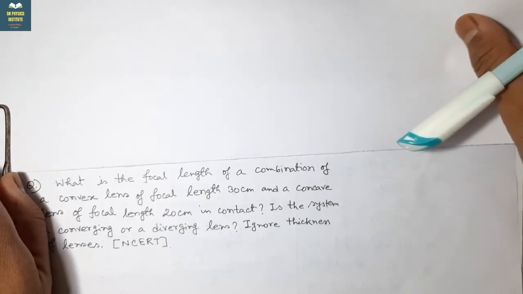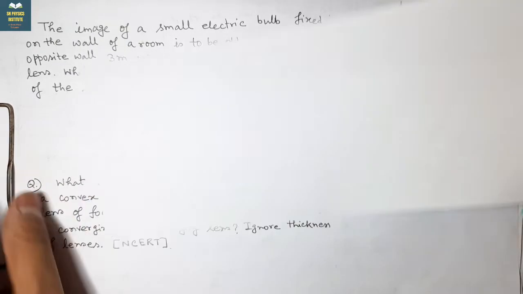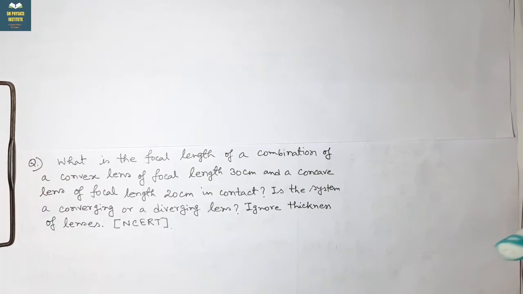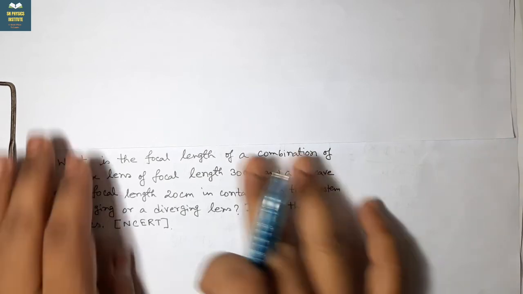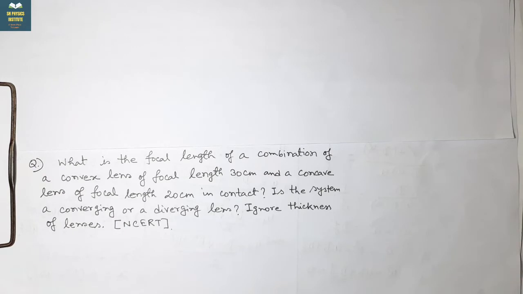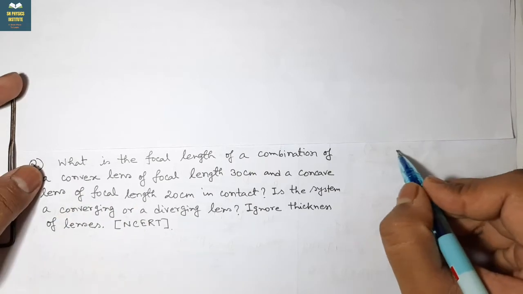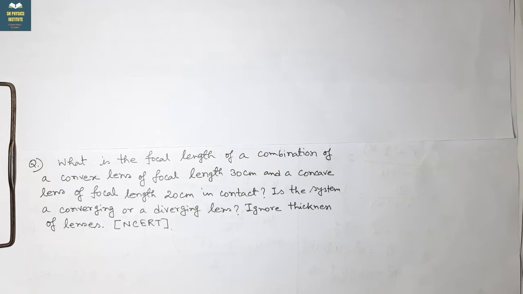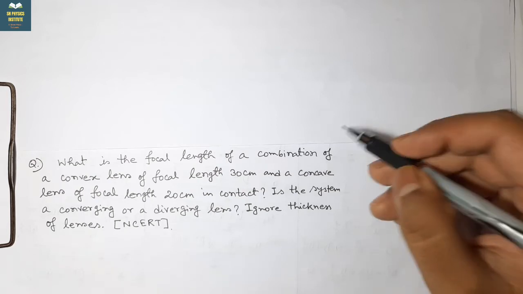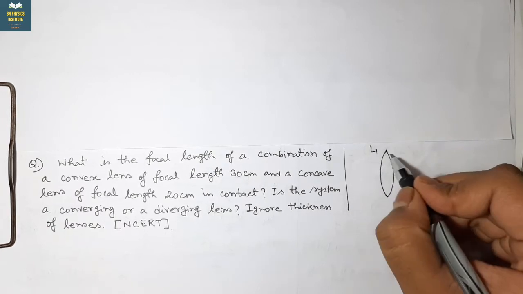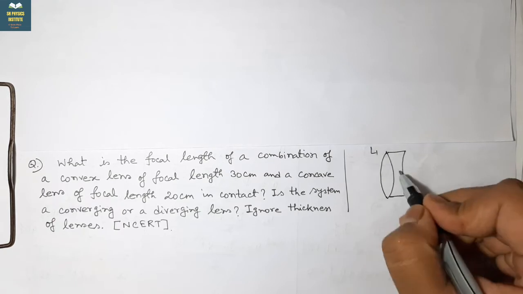So see, the next problem is a very easy numerical. What is the focal length of a combination of a convex lens of focal length 30 centimeter and a concave lens of focal length 20 centimeter? So try to understand, one is the convex lens and another one is the concave lens. If you draw the diagram, this is the convex lens, I am considering this is L1, another one is the concave lens, this is the L2 lens.